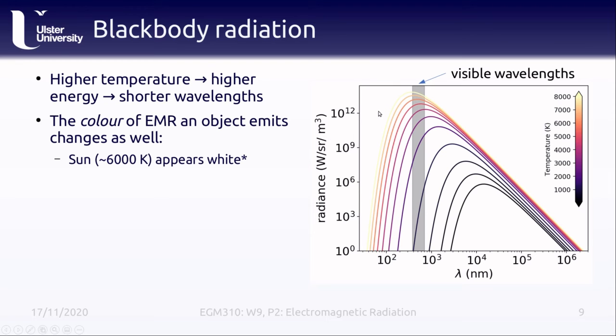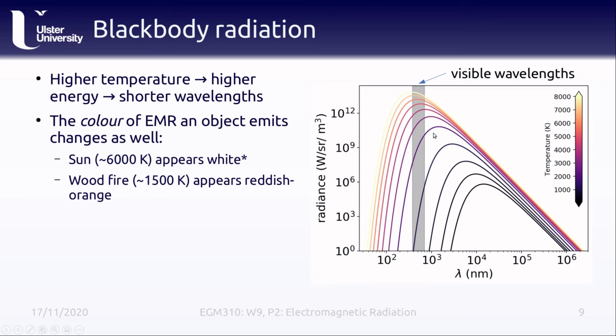In space, our sun appears mostly white because it emits fairly evenly across the wavelengths that we can see with our eyes, though our atmosphere changes this slightly. And if we look at this curve here, corresponding to about 6,000 Kelvin, we see that the amount of radiation emitted across the visible wavelengths is fairly even, which gives us a fairly white color.